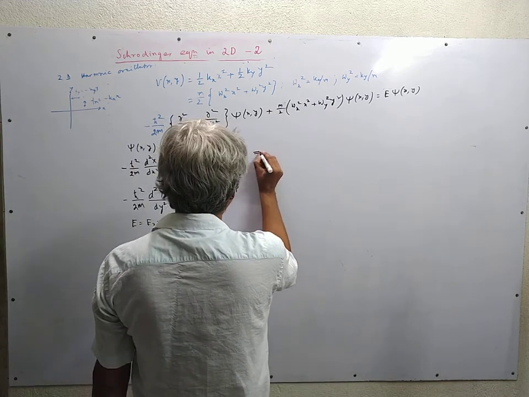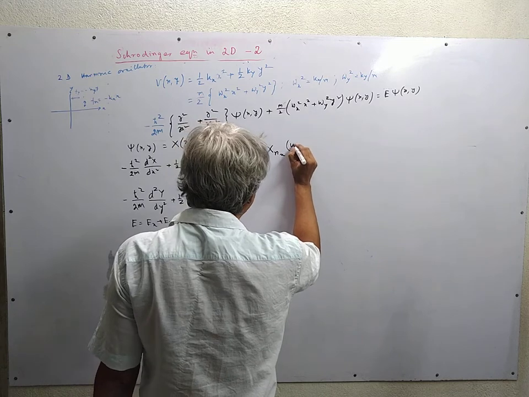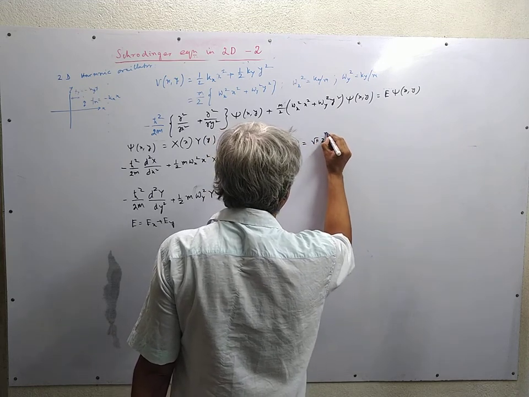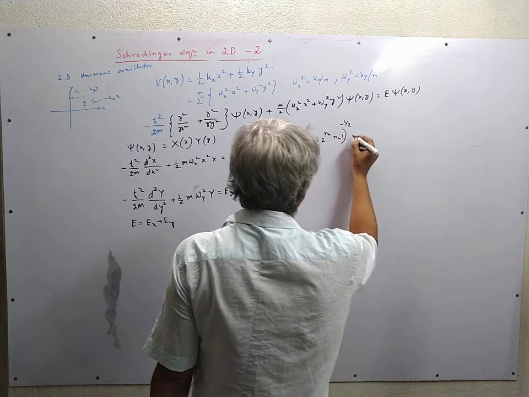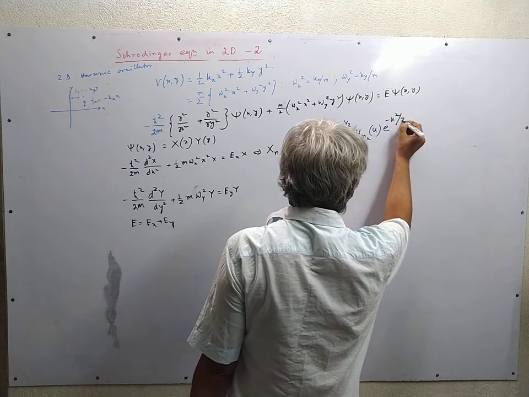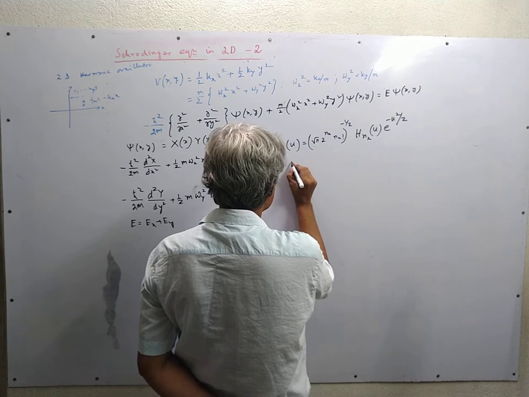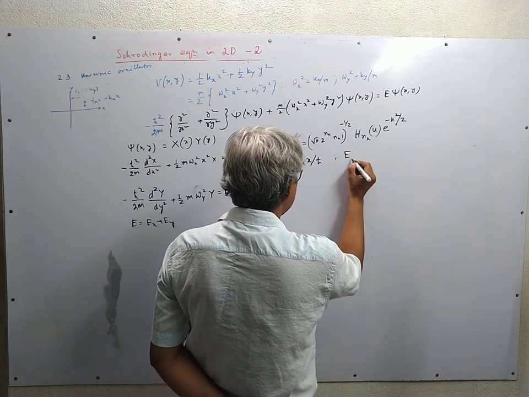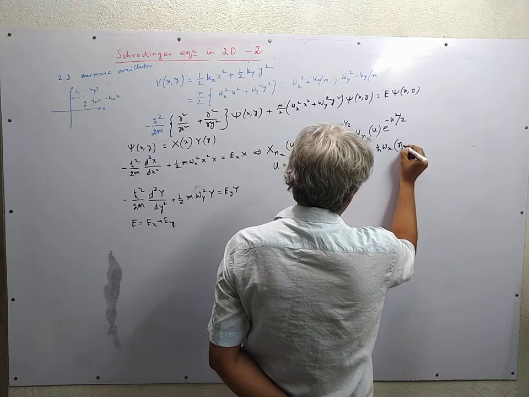This can be converted into the wave function X of x that depends on a number nx, and we consider u as the dimensionless variable, so that this is nx factorial to the power minus half Hnx of u e to the power minus u square by 2, where u is equal to m omega x by h cross, and the corresponding energy along the x direction is h cross omega x times nx plus half.